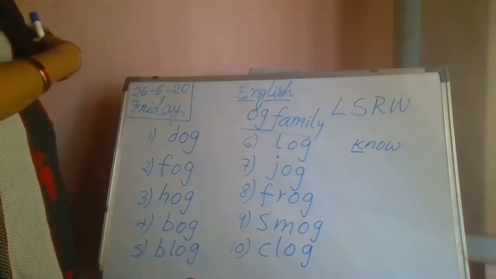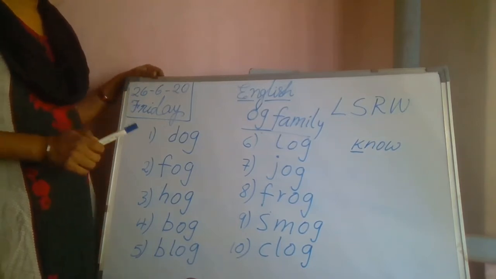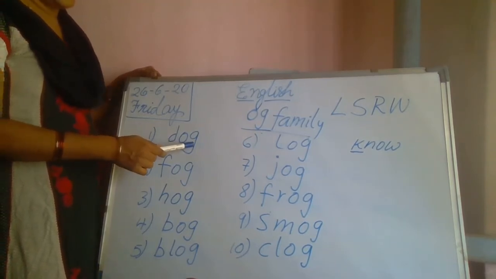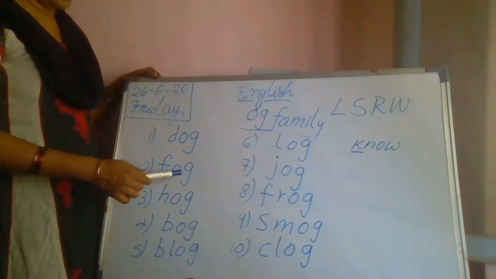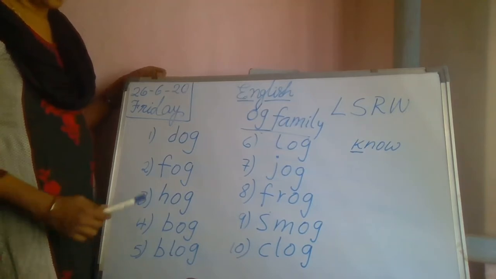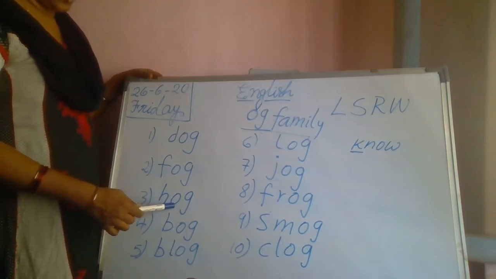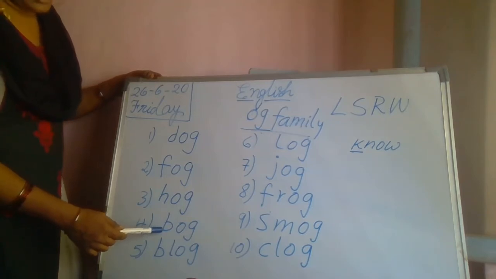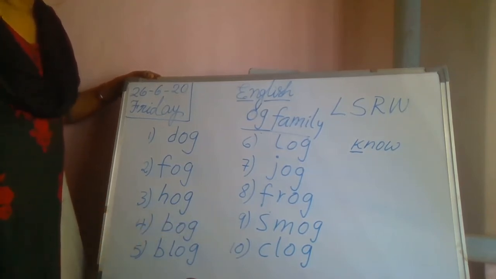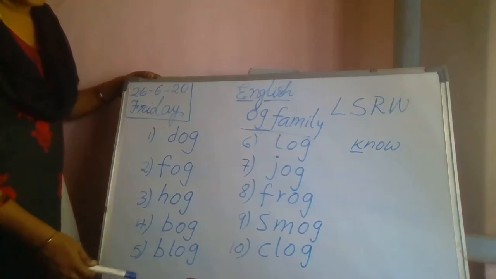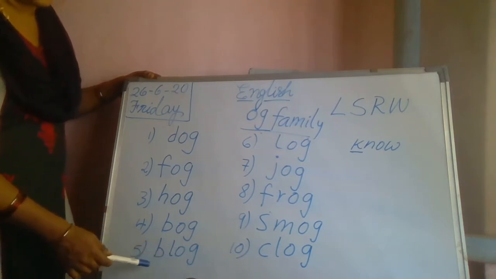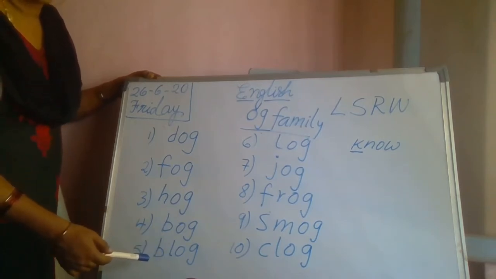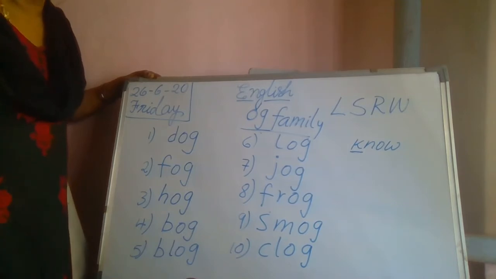Once again, I will explain how to pronounce the words. Listen carefully. D O G, dog. F O G, fog. H O G, hog. B O G, bog. B L O G, see, four letters. Blog. B plus L, bla. B L O G, blog.